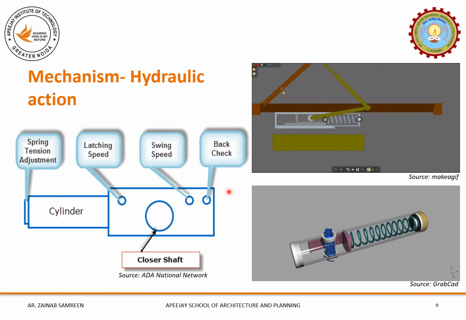Now we need to understand the mechanism behind hydraulic action door closures. For this, we need to understand the different parts of these kinds of door closures. In this kind of door closure, there is a cylinder. You can see here, and this is the spring tension adjustment. This is the latching speed. This is for the swing speed. This is for the back check, and this is the closure shaft, from where the two arms are attached to the door and the frame.